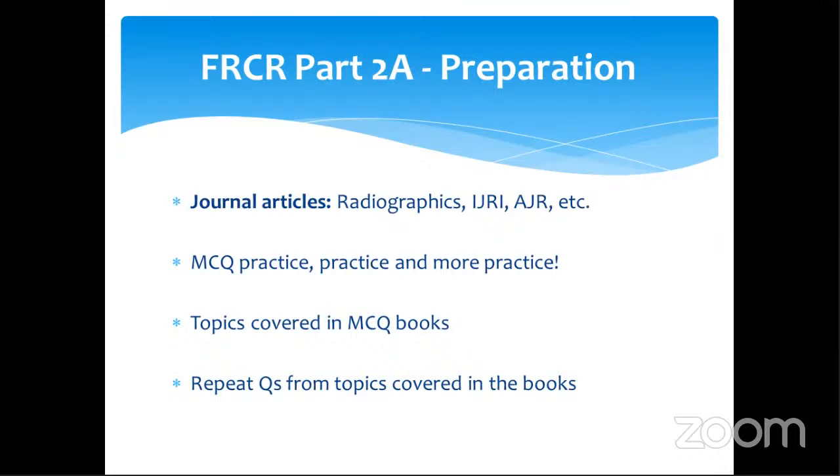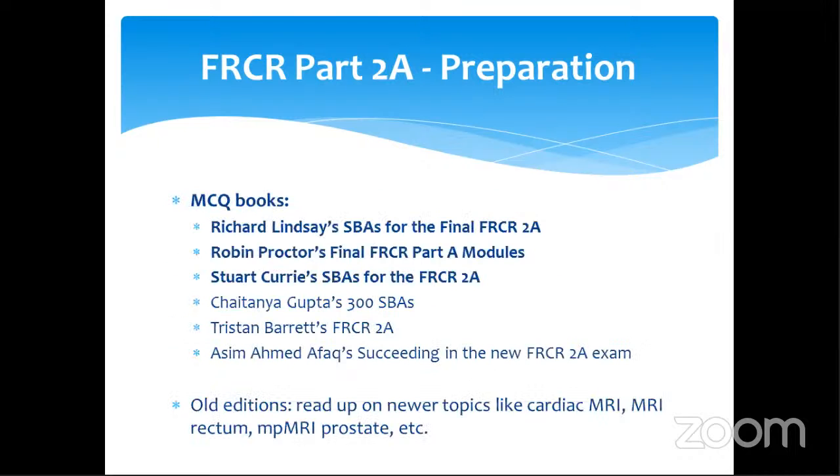remain the same. So make sure that if you are weak in something like cardiac MR or cardiac CT, or maybe something in head and neck, it's better to read these topics retrospectively from journal articles well, and be thorough in them, because most of the questions asked in the final exam are repeat topics from the MCQ books.